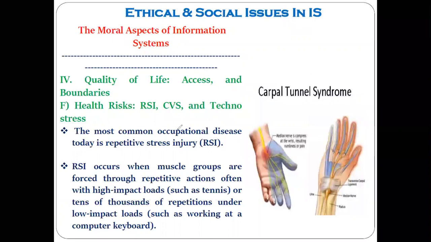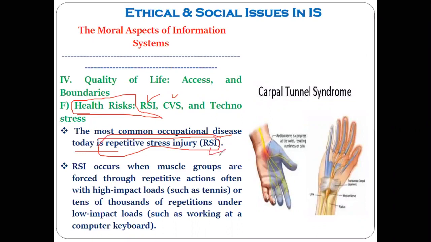Another important issue related mostly to our field is health risk. Because of health risks, different problems are coming, like RSI, CVS, CTS, that we'll discuss. Here I have written, the most common occupational disease today is nothing but repetitive stress injuries, RSI. What? Repetitive stress injury. Now, how can repetitive stress injury happen?